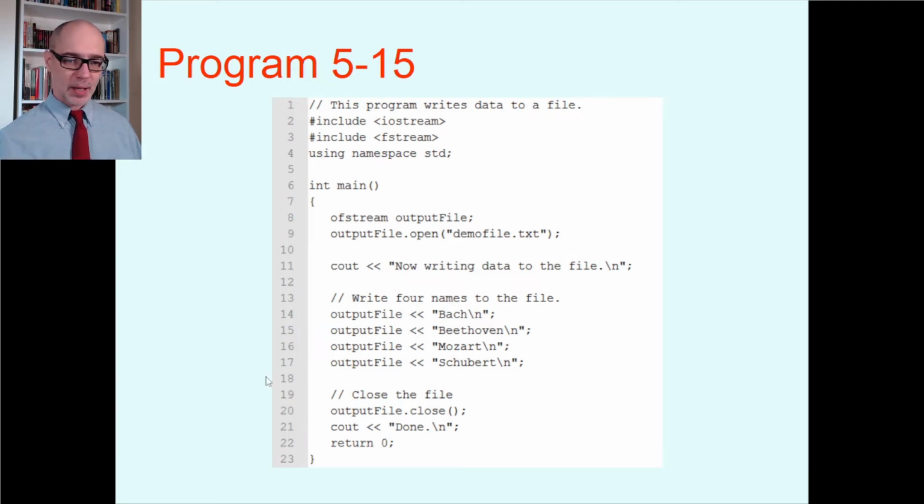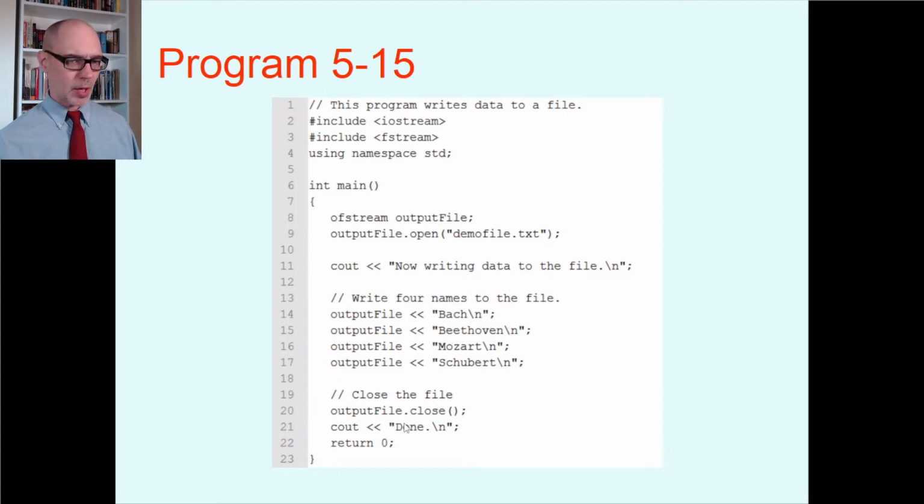So write Bach out to your output file, write Beethoven out, print out Mozart, print out Schubert, right? They're not going to be showing up on the console like they normally do. They're going to be saved permanently in this file on the hard drive. Great. And then finally, here comes the last phase.